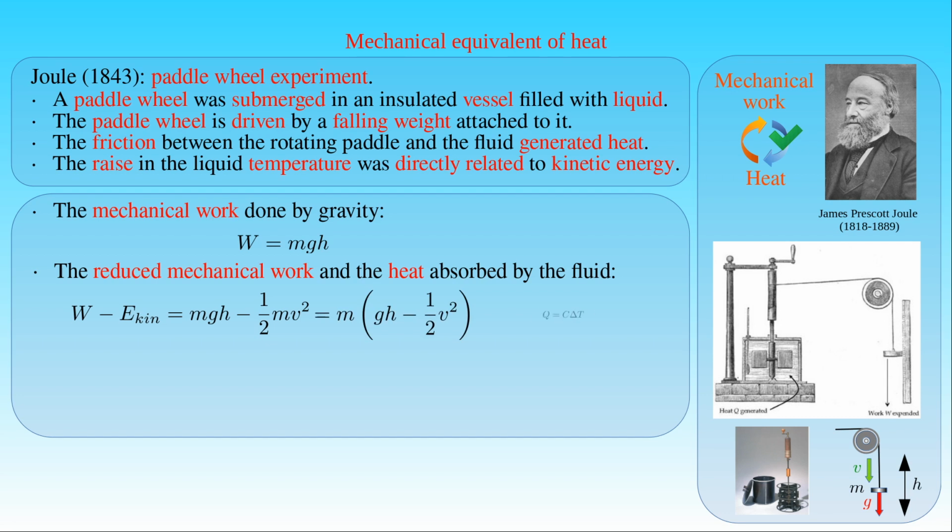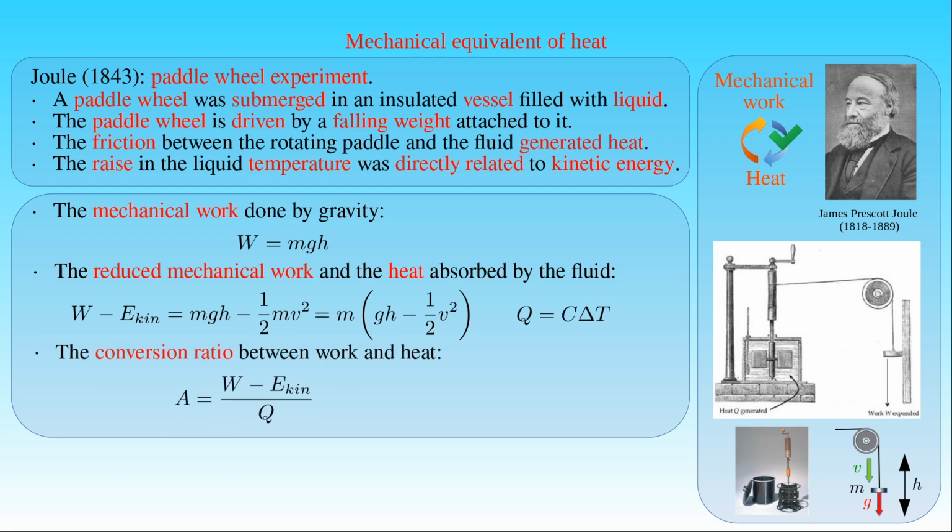Since the insulated vessel was used as a constant pressure calorimeter in the experiment, the heat Q absorbed by the fluid is equal to the product of the heat capacity C of the calorimeter and the increase in the fluid temperature, denoted by delta T. The mechanical equivalent of heat, A, is given by the ratio of the reduced work W minus E_kin to the heat Q, and could be written as the ratio of the mass m of the weight to the heat capacity C times delta T, times the difference of the gravitational acceleration g times the height h of the fall and the square of the height h divided by 2 times the square of the falling time t of the weight.